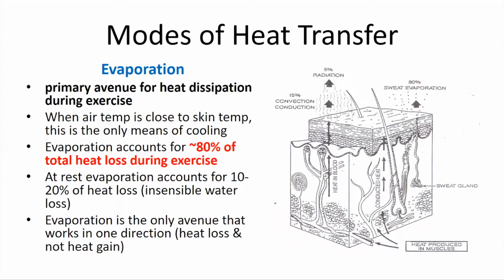So evaporation accounts for 80% of total heat loss during exercise. So this is why on very, very humid days when you're exercising outside, the exercise itself seems relatively harder than if you were to exercise in an air-conditioned gym. Because instead of the sweat being evaporated from the skin, the sweat may be rolling off your skin, which means that evaporation is not occurring. The evaporation of the sweat off the skin is not occurring, and this is our main way to dissipate heat during exercise.